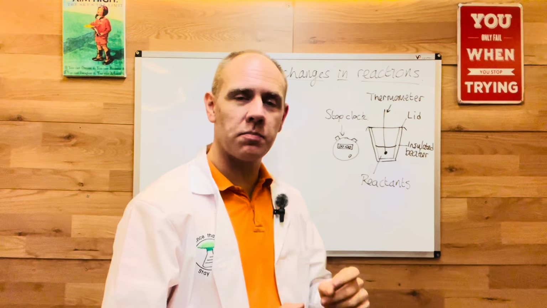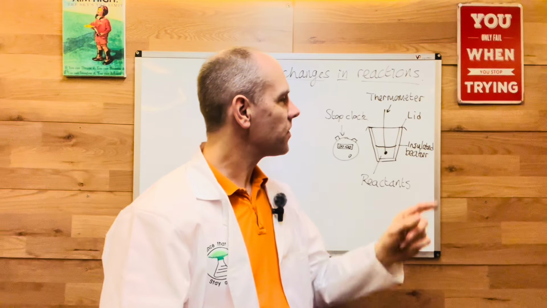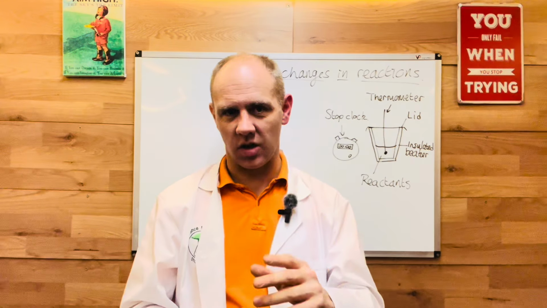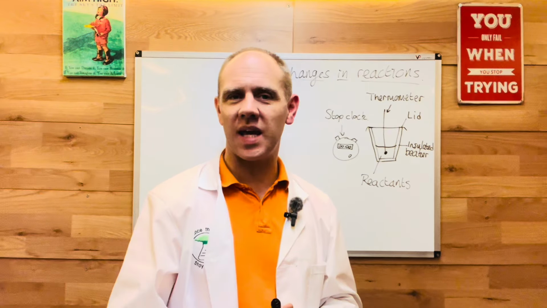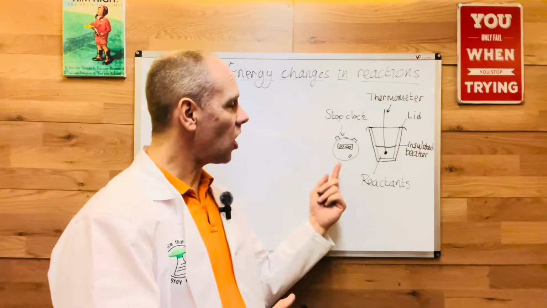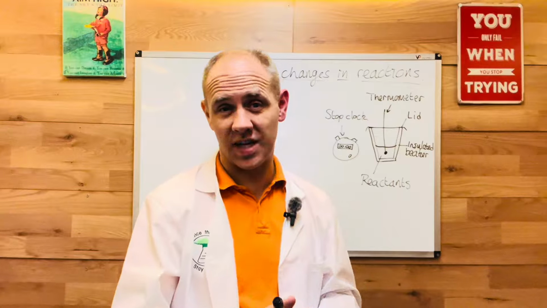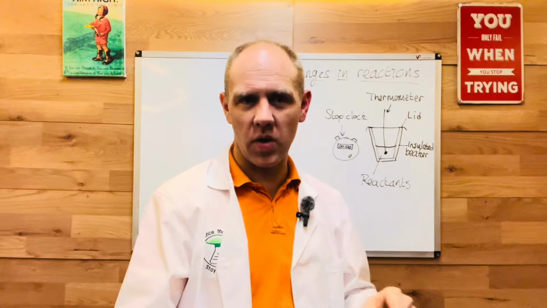The insulated beaker prevents heat loss. The lid also prevents heat loss to the surroundings. The thermometer allows you to take temperature readings. The stop clock allows you to take temperature readings at certain points.